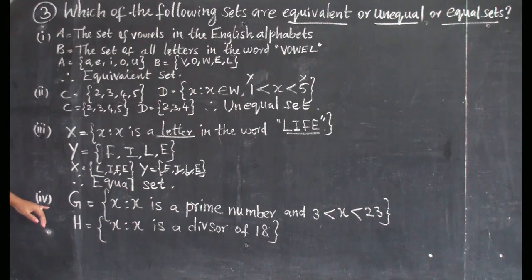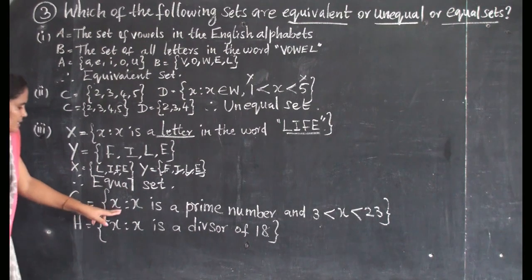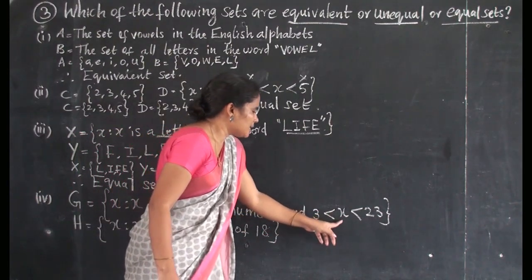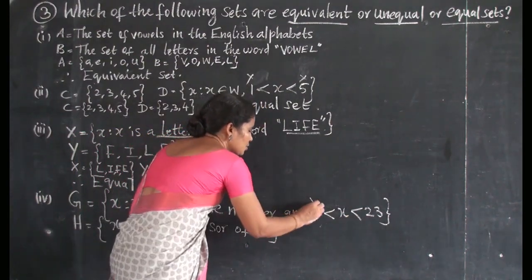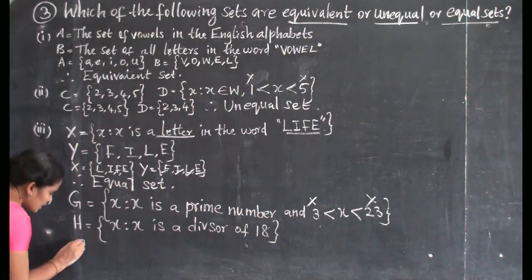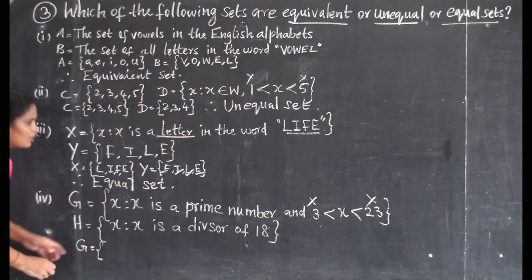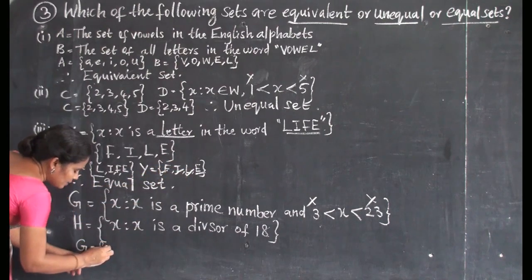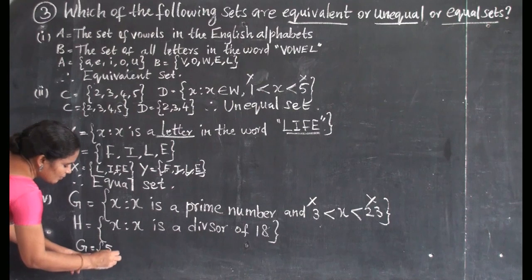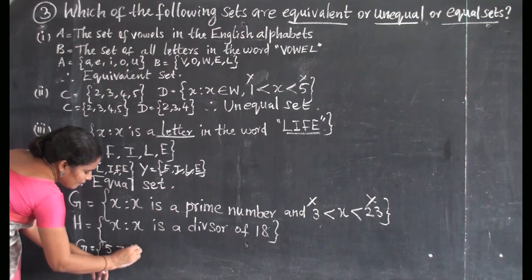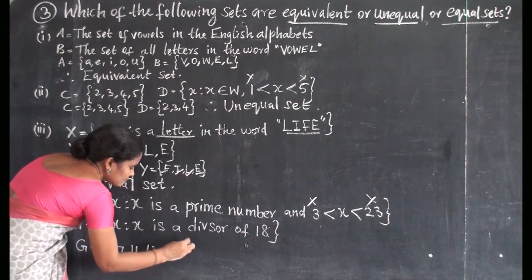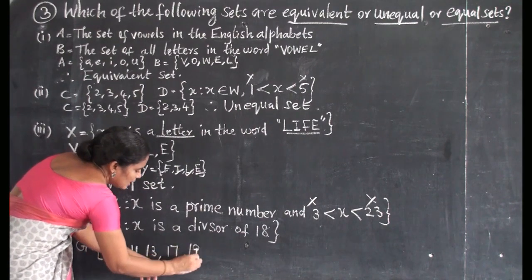Okay. Question number 4. G is equal to {x such that x is a prime number and 3 is less than x less than 23}. Again you should not take 3 as well as 23. What is G? G is equal to, what are the prime numbers after 3? 5, 7, 11, 13, 17, 19.